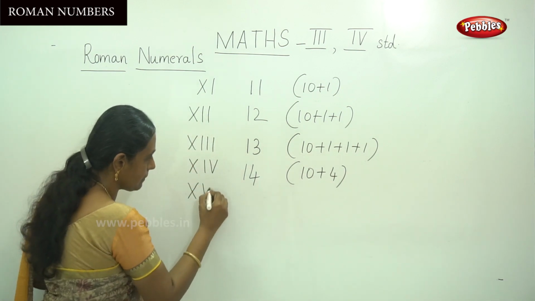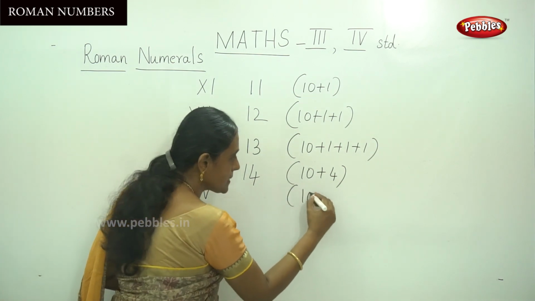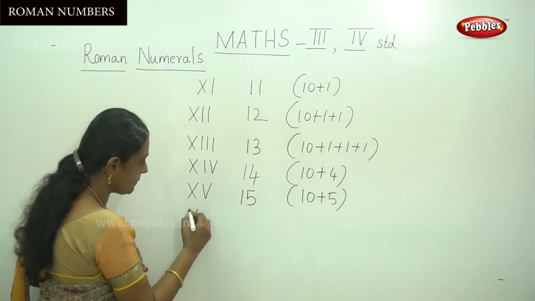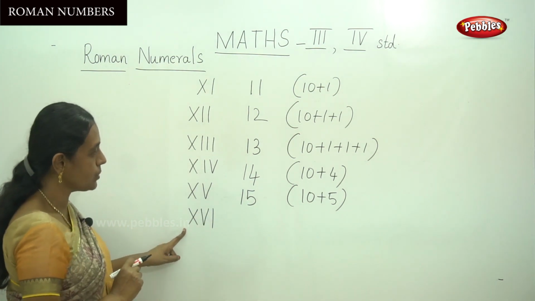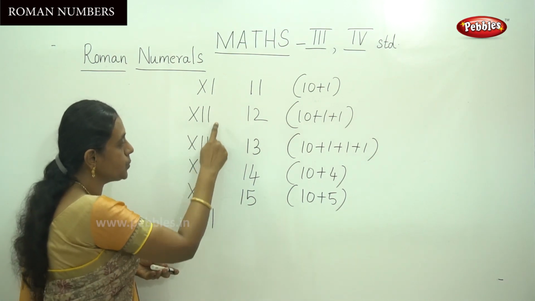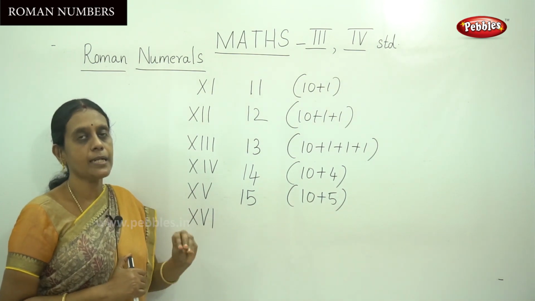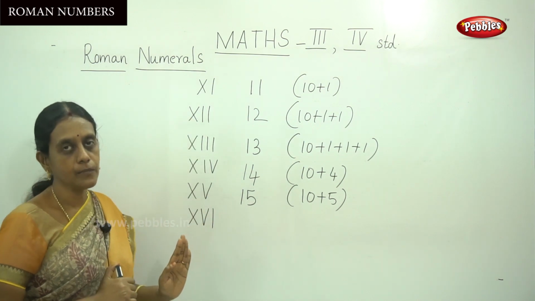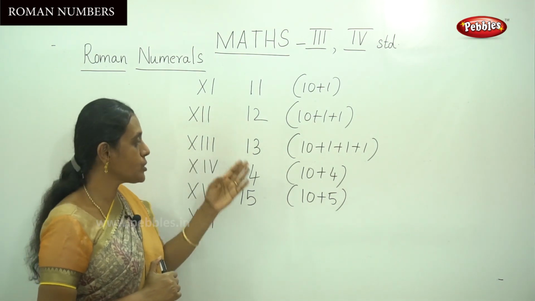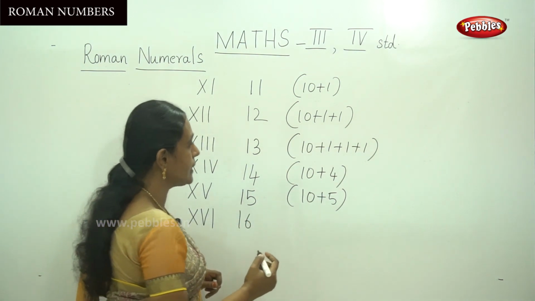And 15. This is the sign for 5 and this is the sign for 10. So 10 plus 5 is 15. And 16: simply you have to write down the 10 and the Roman numeral you already know, of 1, 2, 3, 4, 5, 6. First you have to memorize and practice writing from 1 to 10. Then you can write more than 10: 11, 12, 14, 16. And next one is 17.